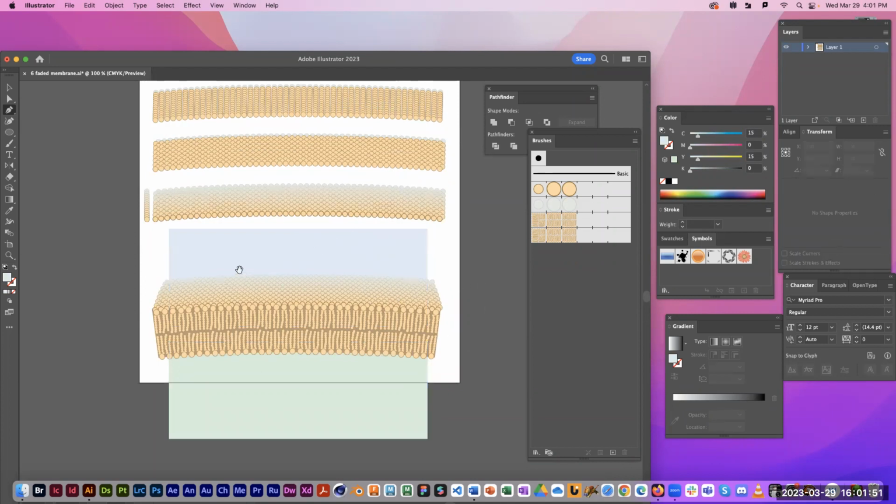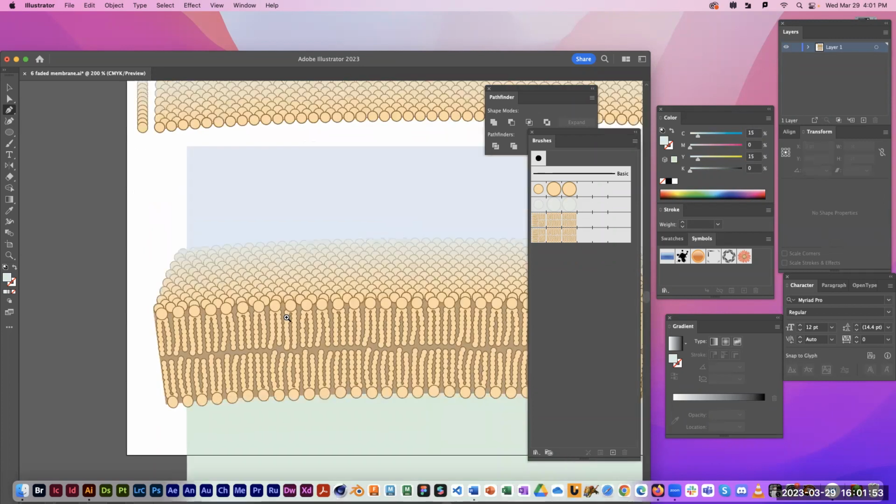But the point here is that to make that cell membrane look like it's fading into the distance, that tan color that we see in the foreground has to gradually fade over a series of steps to that light blue color in the background.